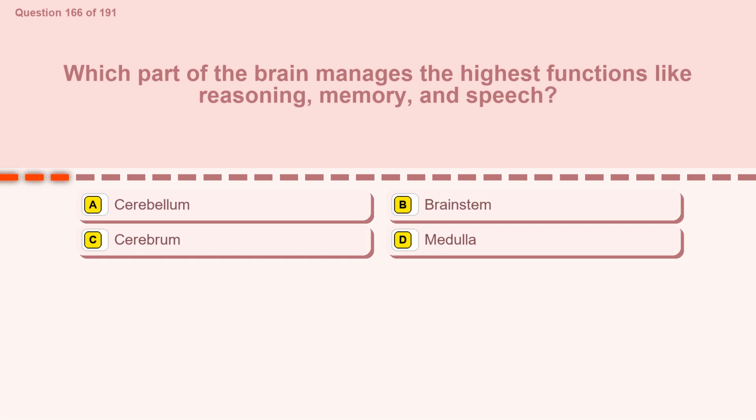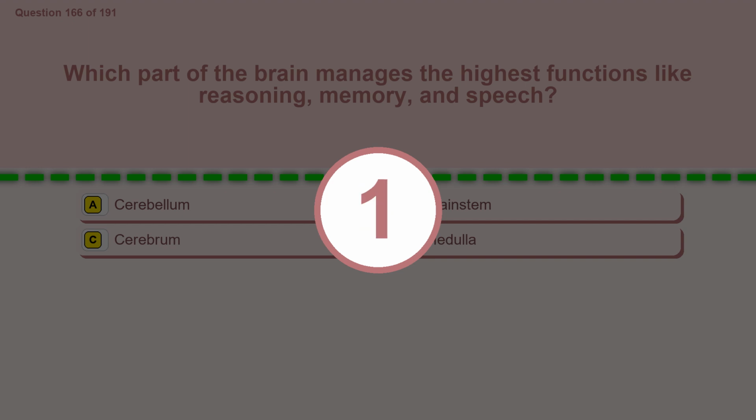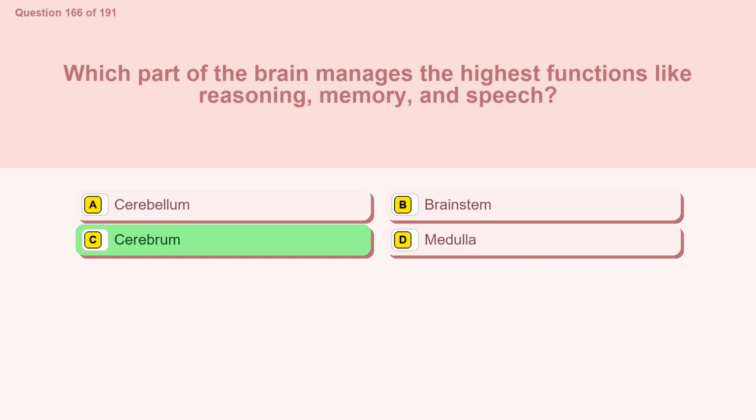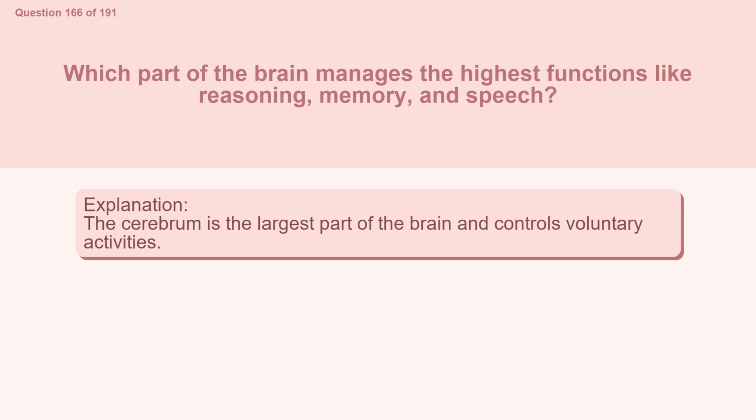Question 166. Which part of the brain manages the highest functions like reasoning, memory, and speech? Option A, cerebellum. Option B, brainstem. Option C, cerebrum. Option D, medulla. The correct answer is option C, cerebrum. The cerebrum is the largest part of the brain and controls voluntary activities.